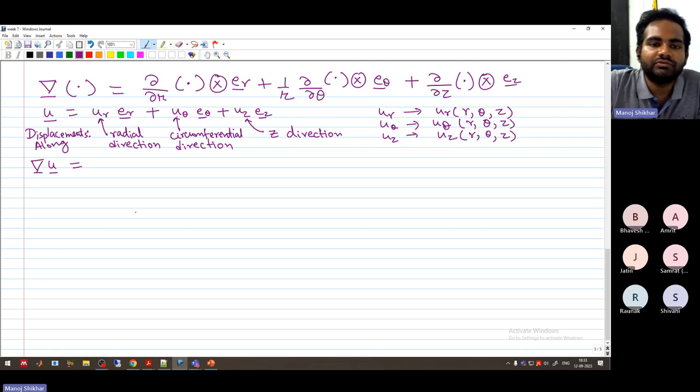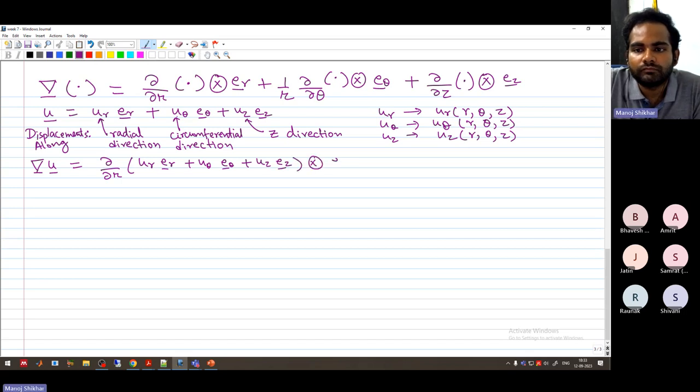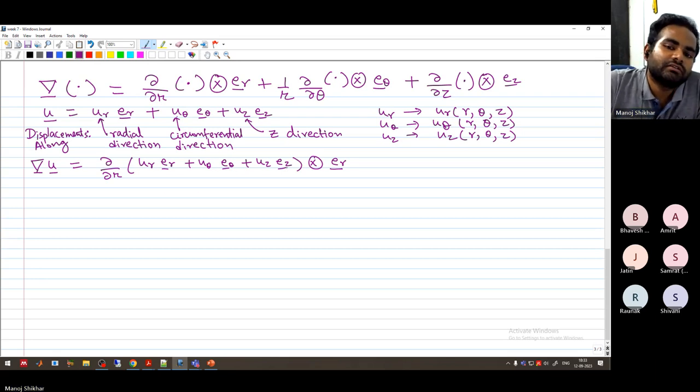Here we will replace by u. Now, one thing you should remember is that er, e theta, and ez are not dependent upon r. So differentiation with respect to r will be simple. But when we differentiate with respect to theta, we also need to differentiate er and e theta, because they depend upon theta. So keep this in mind.